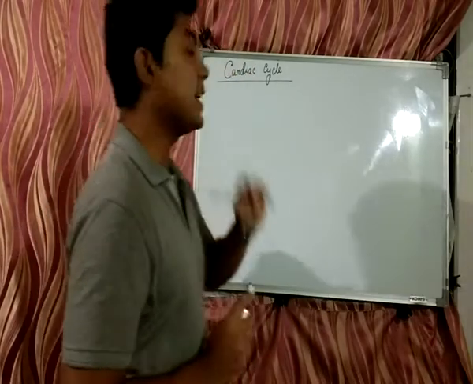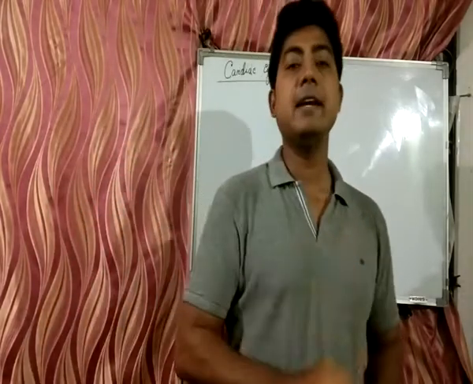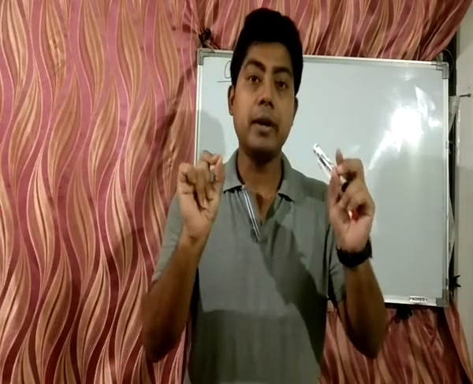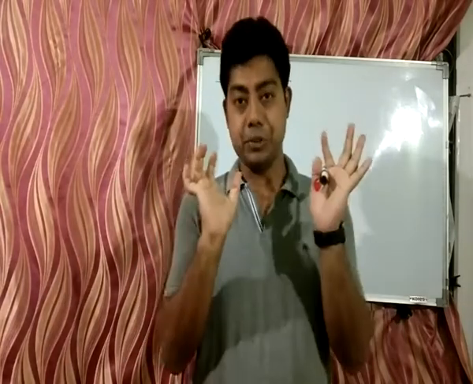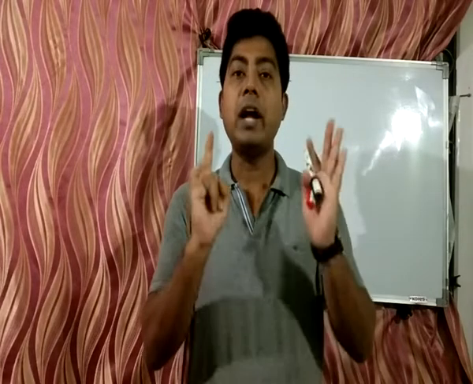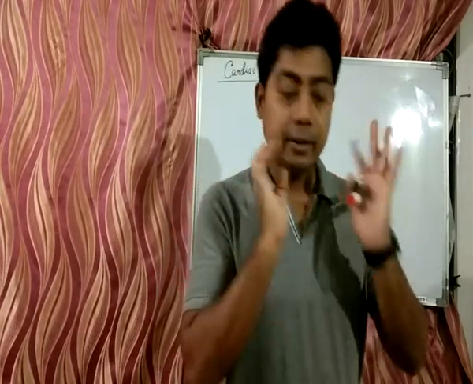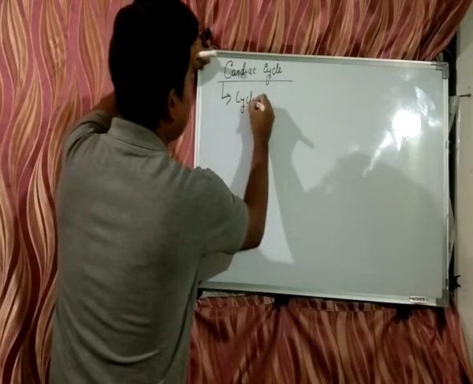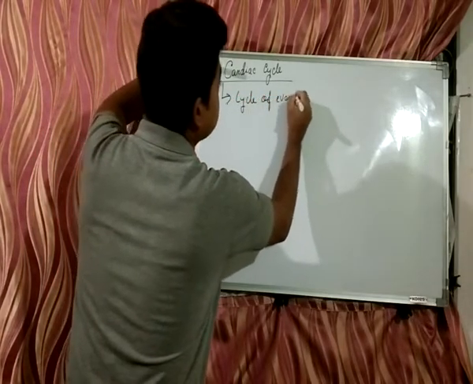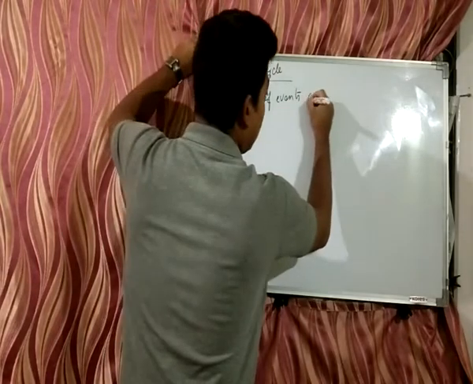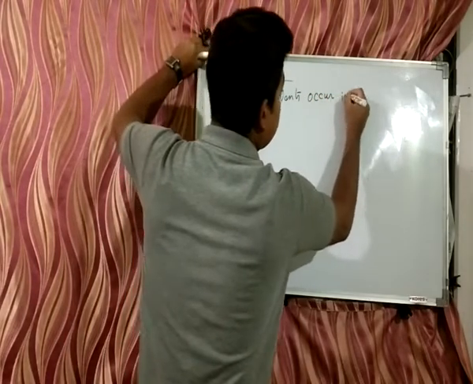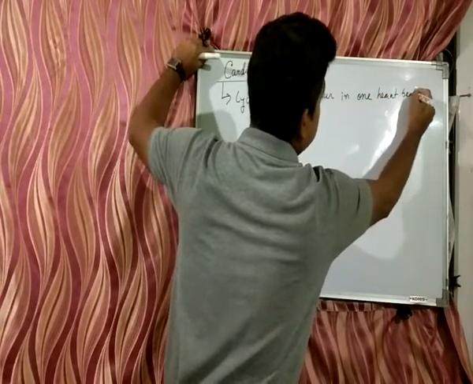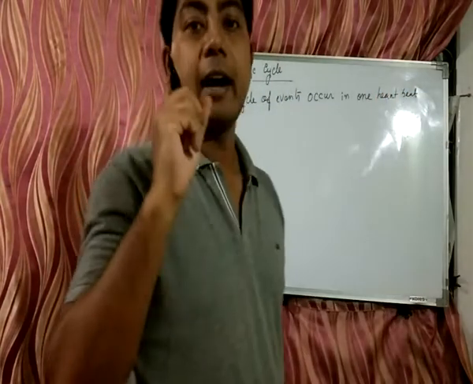So what is the cardiac cycle? Cardiac cycle means the events that occur in a single heartbeat are called one cardiac cycle. That means the cycle of events that occur in one heartbeat is called one cardiac cycle.